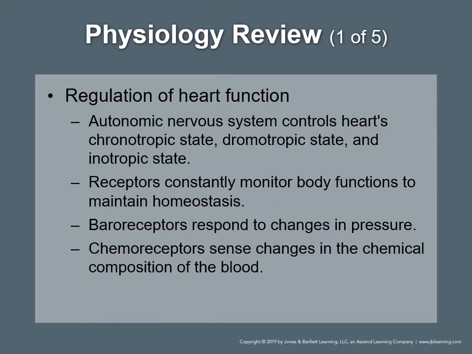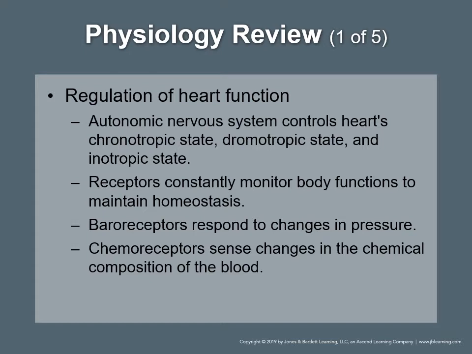Your physiology review. Regulation of heart function. The heart's chronotropic state, dromotropic state, and inotropic state are controlled by the autonomic nervous system. Receptors in the blood vessels, kidneys, brain, and heart constantly monitor body functions to maintain homeostasis. What's homeostasis again? The natural balance. Natural balance.